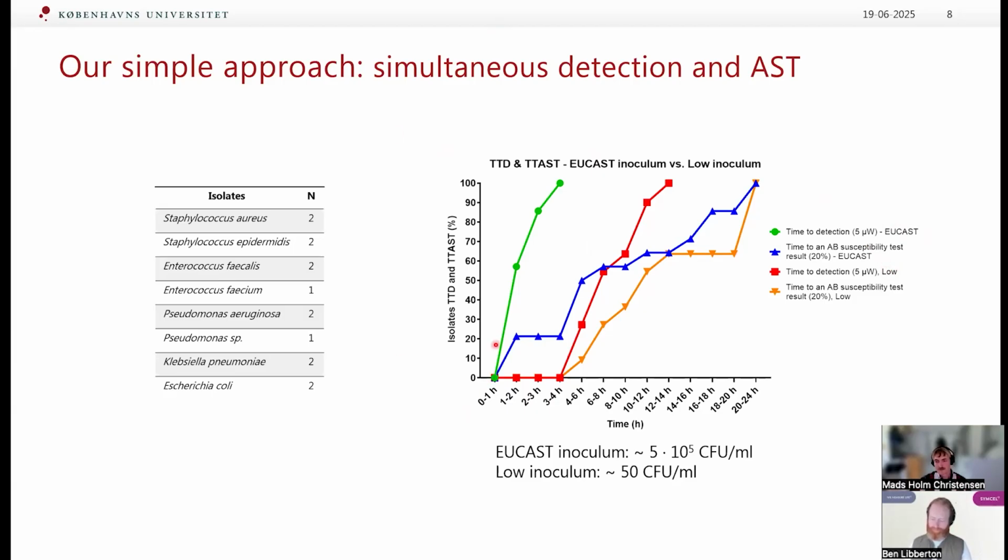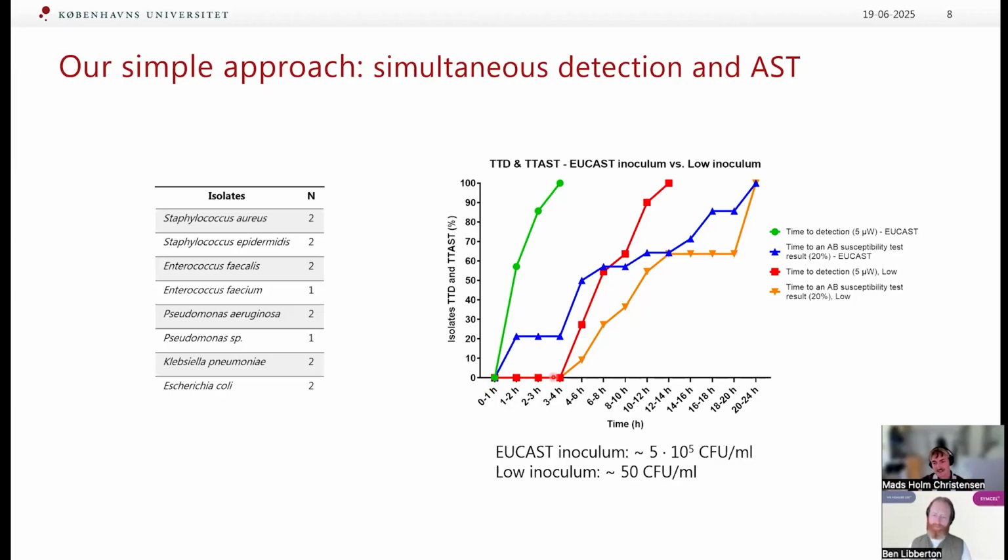So if you follow the green line here, we can see on the x-axis I have the percentage of isolates detected at a certain time point. So already within 4 hours with the UCAST recommendations, I have detected all the isolates that I have tested so far. If I lower the inoculum to around 50 CFU per milliliter, in some cases that is as low as 5 bacterial cells per sample well in the system.